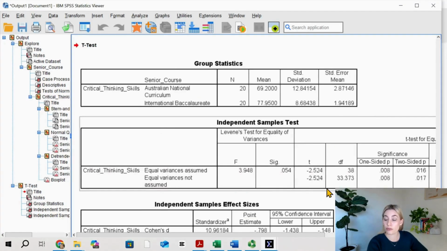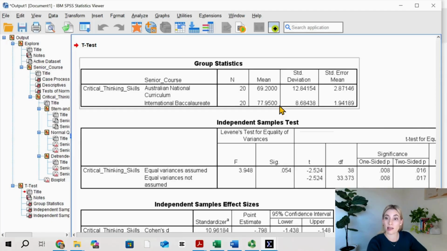Our next assumption before interpreting the results of our independent samples t-test is to look at Levene's test for equality of variances. We see here that the assumption has been met. In other words, it is above the 0.05 threshold. We can therefore interpret the results of our t-test. If we look at the mean values between the two groups, we can see that those in the International Baccalaureate scored higher than those in the Australian National Curriculum. However, we don't know if this is a significant difference.